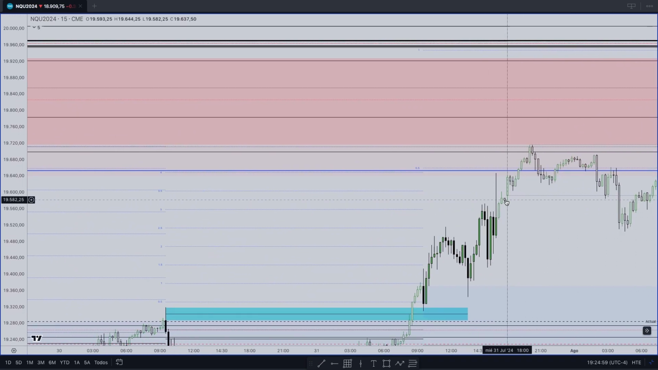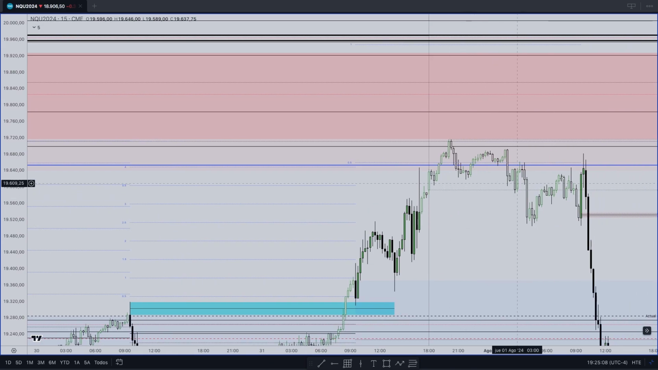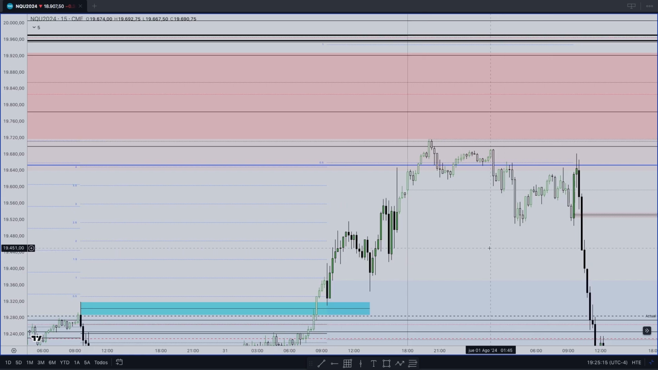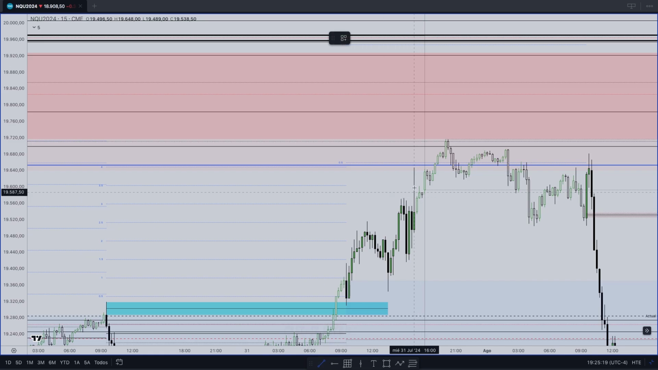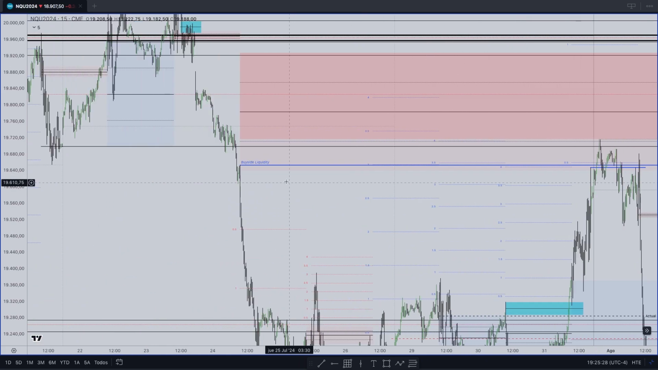Did they take this liquidity on the close on Wednesday? No, they didn't, because they were waiting for the next day's open to do it, like today. So we now have the liquidity from the previous day close, this is the stop run, and the buy side liquidity from this day.